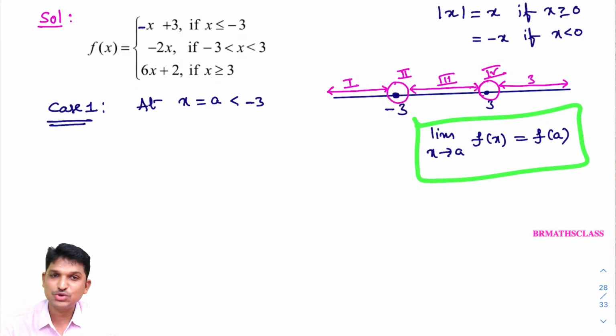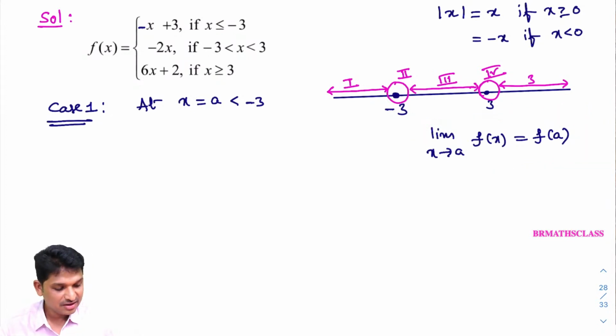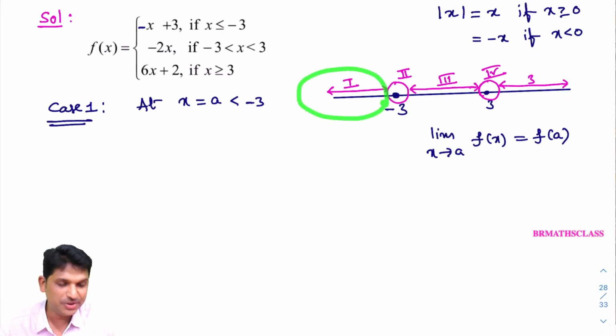This is the hero of this story. Here, first thing, I am checking the continuity in this zone. In this interval, in the first case, you observe all x values are less than minus 3. How many numbers are there in this zone? Infinitely many numbers are there. At each and every point we cannot check. That's why I take x equal to a, where a value is less than minus 3.